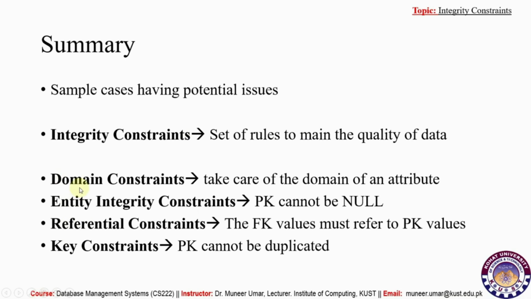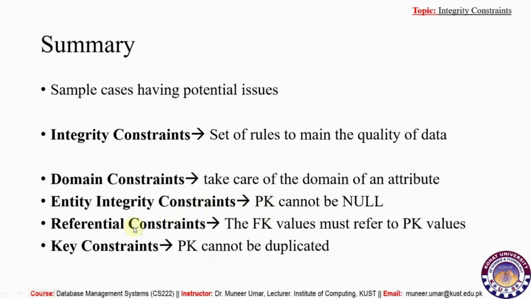The first one is domain constraints. In these constraints, we take care of the domain values of an attribute. Then in entity integrity constraints, we saw that the primary key cannot be null, so there must be some sort of unique value for the primary key attribute.